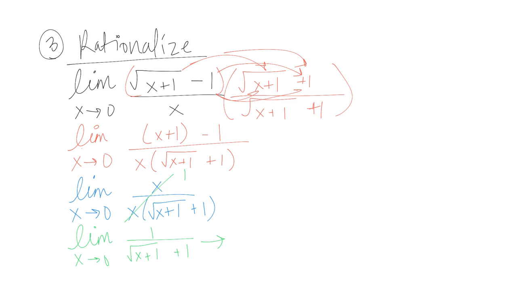So when I plug in here, I'm going to have 1 over square root of 0 plus 1, which is 1 over square root of 1 plus 1, which is 1 over 2. So the limit as x approaches 0 of this function is 1/2. And we just used the rationalizing technique.